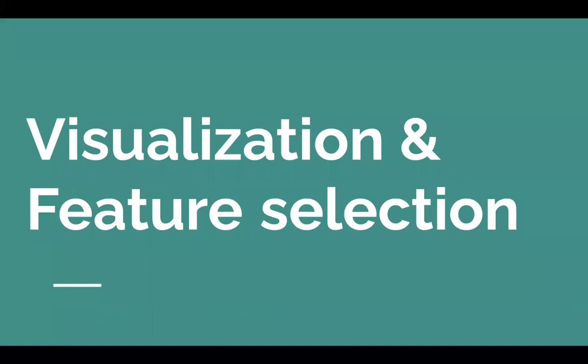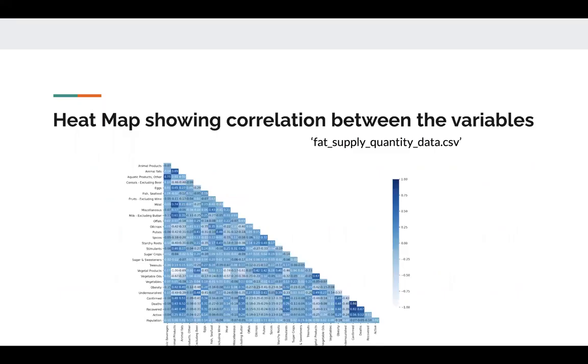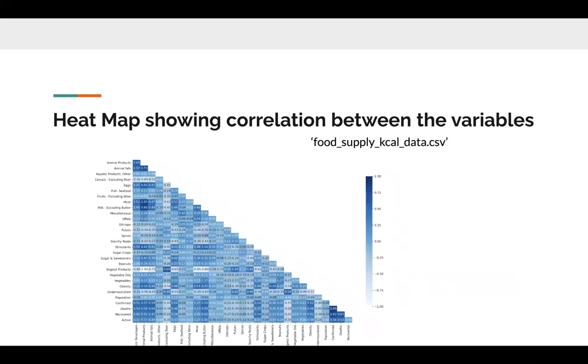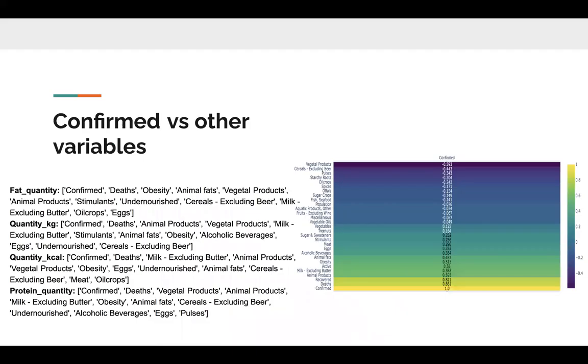First of all, we wanted to do some visualizations to help us understand the data set. We made heat maps for each data set to show the correlation between every single variable. These are the heat maps we made, and the darker the blue color, the closer the correlation. We then printed out the top 12 variables related to confirmed and see these as the results.